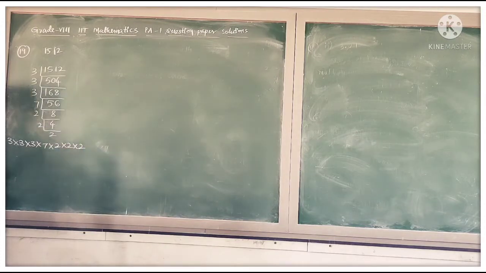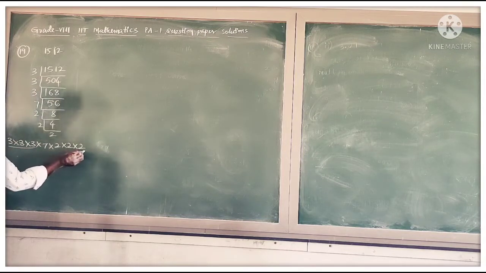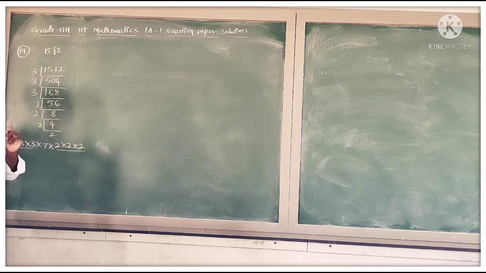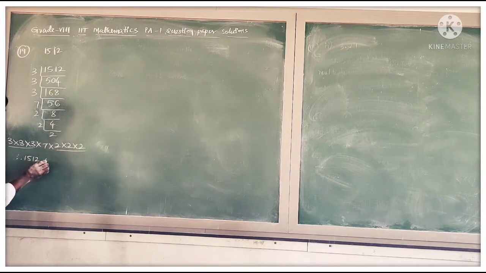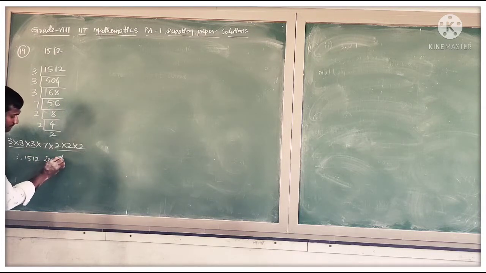So make the groups for every 3 similar factors. Here these 3 threes are one group and these 3 twos are one group. So here 7 alone we have. If the number is a perfect cube, its prime factorization is compulsorily in groups of every 3 similar factors. But here 7 is alone. So the given number is not a perfect cube. So what are we going to write? Therefore 1512 is not a perfect cube.